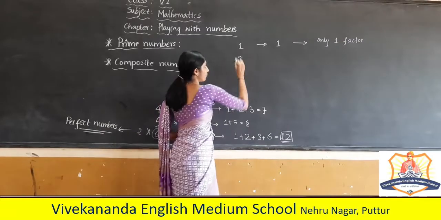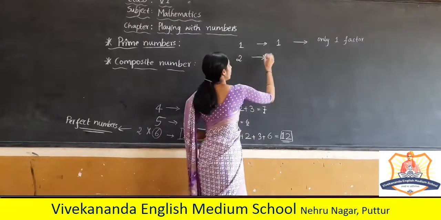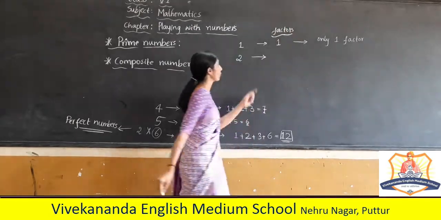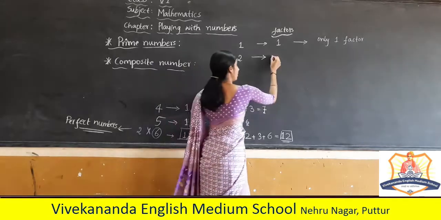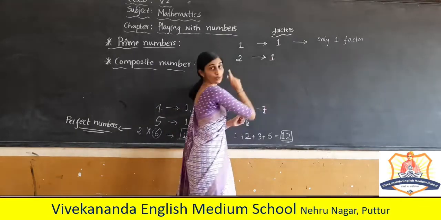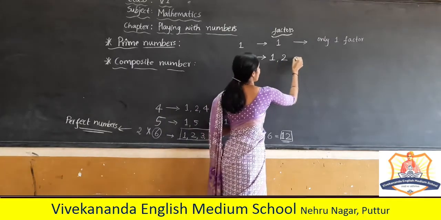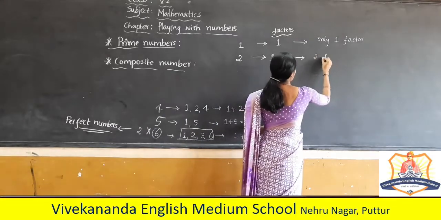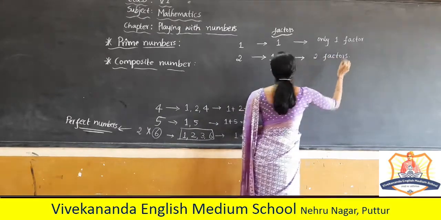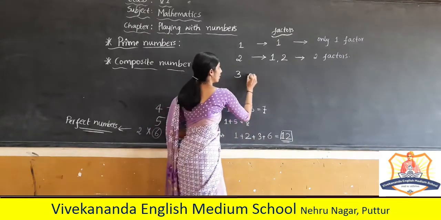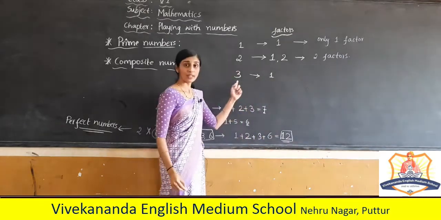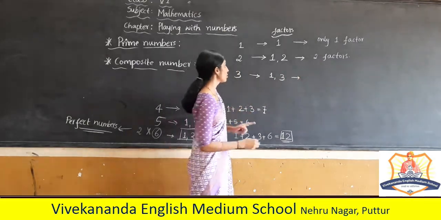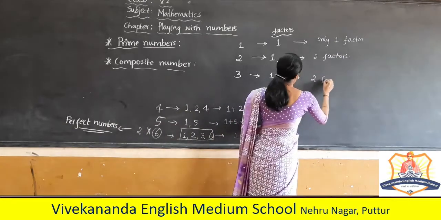Natural number 2. Which are the factors for number 2? 1 is the factor of 2 and also the number itself. So how many factors does it have? It has 2 factors. Number 3. 1 and the number itself. No other factors 3 has got. So how many factors? 2 factors.